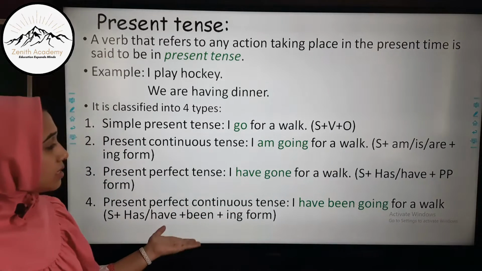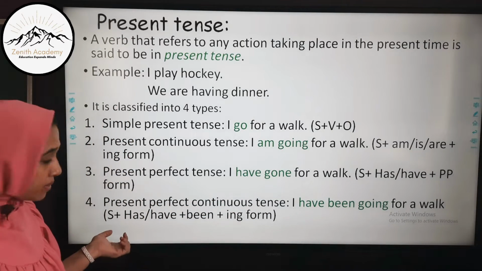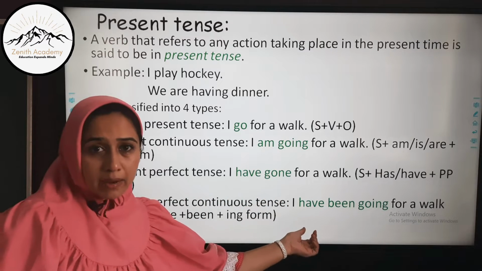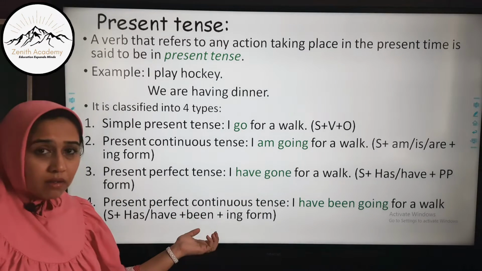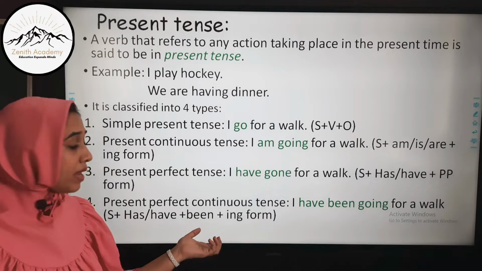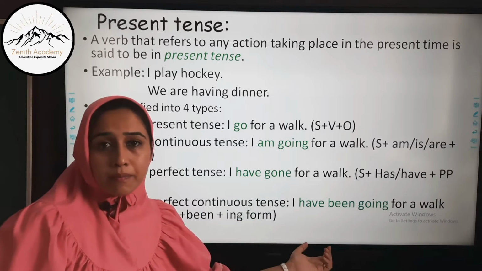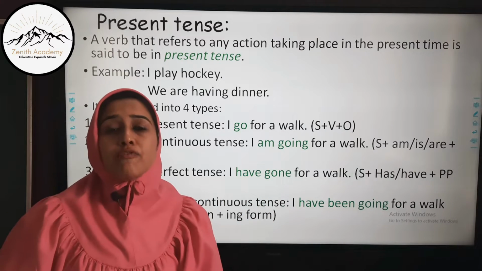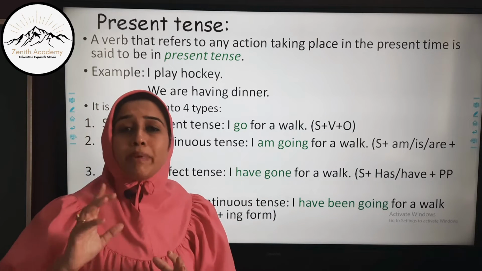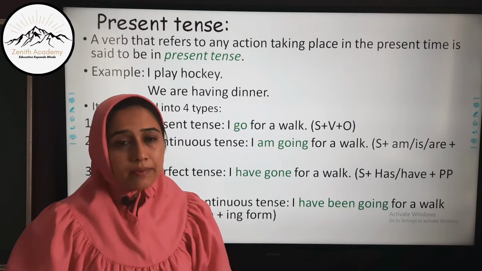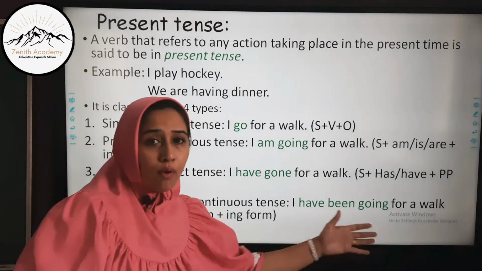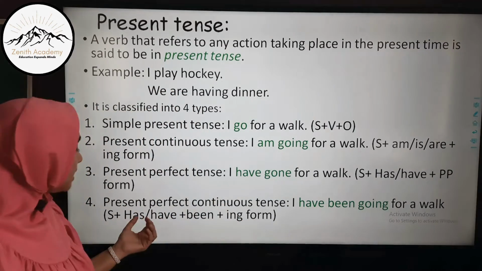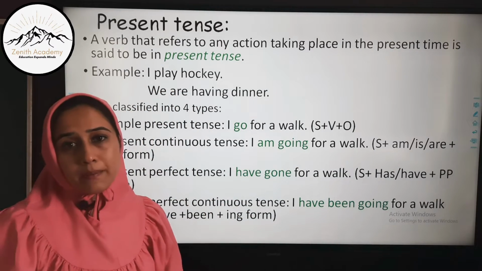The formula for this tense is S, that is subject, has or have according to the person, been is very necessary, and the ing form of the word. So have been going, have been plus an ing form, means that it is in perfect continuous tense. I have been going for a walk. She has been going for a walk. So has and have will be used accordingly.